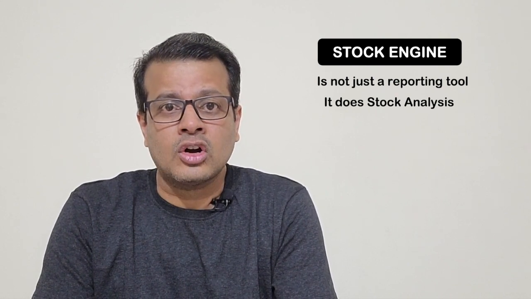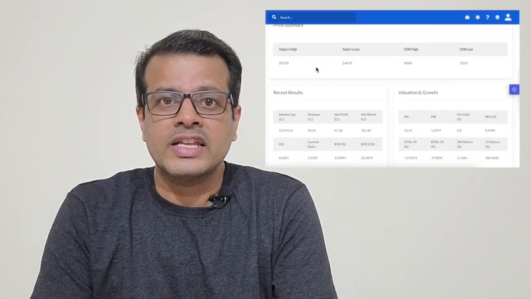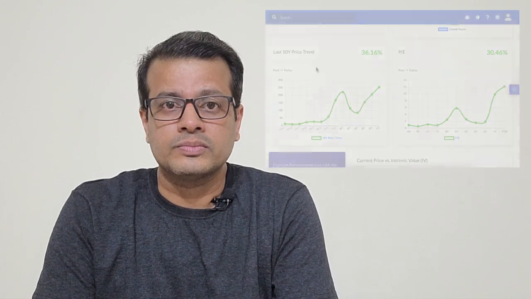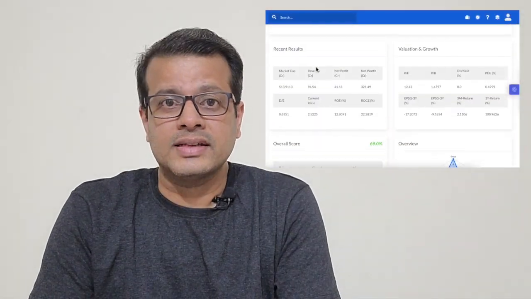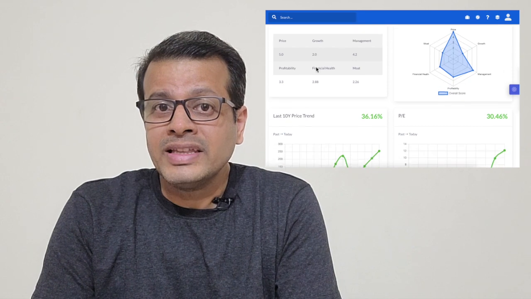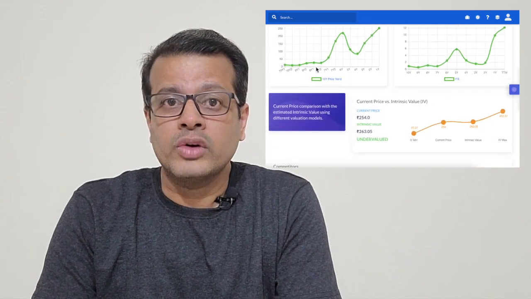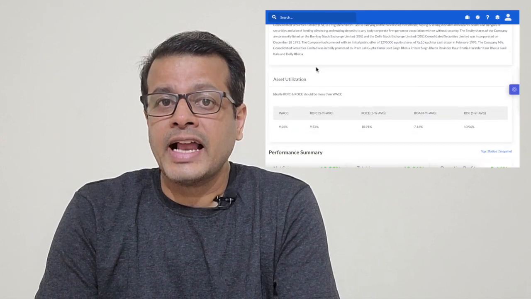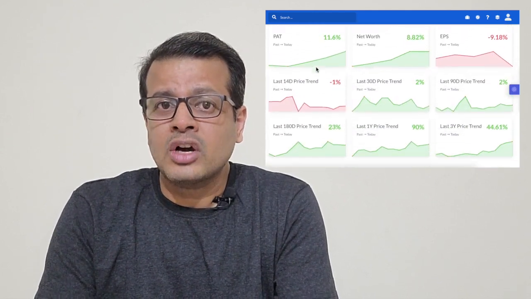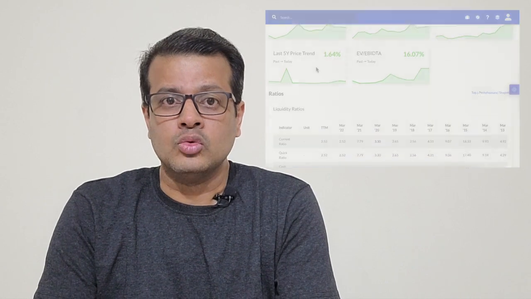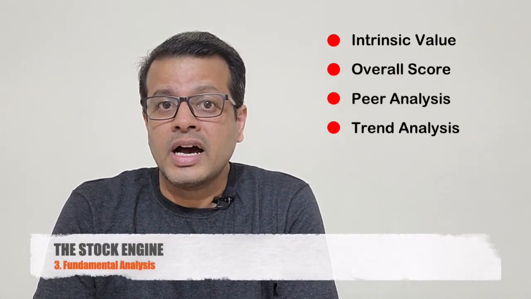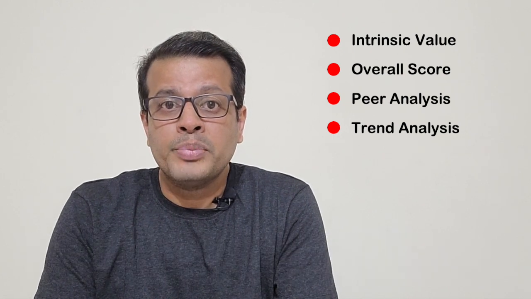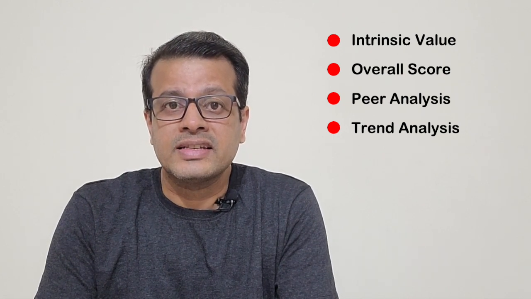It analyzes the stocks and then extracts of those analysis it presents in a form of a detailed report. When I say stock analysis, I do not mean only the financial ratio estimation. What it does is hosts of other critical calculations that any stock analysis app must do. The critical calculations are like intrinsic value estimation, rendering of overall score, peer analysis, trend analysis, etc.